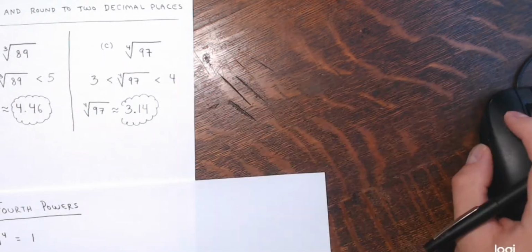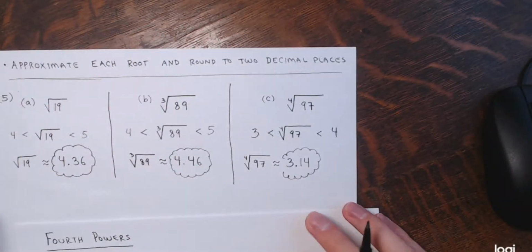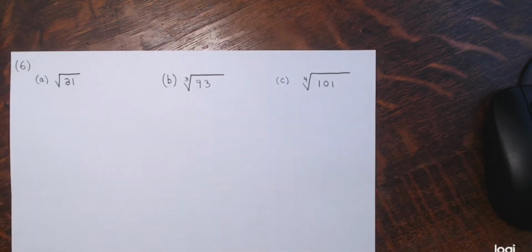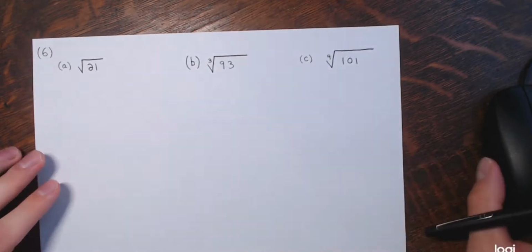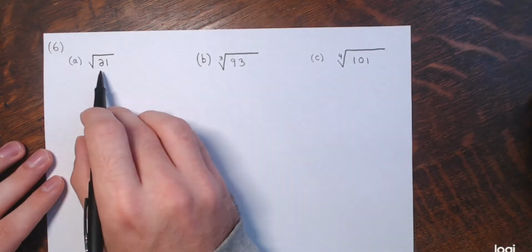Great. All right, so let's continue. Question 6. So part A, we're back to a square root, and then all the questions from here on out have one square root, one cube root, and one fourth root. All right, so square root of 21.